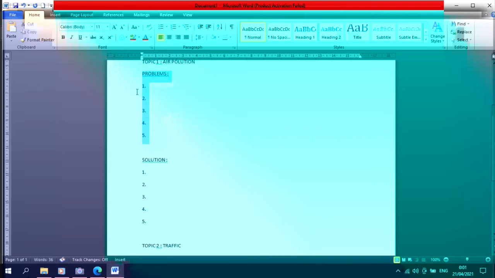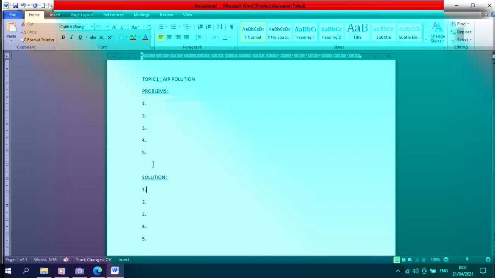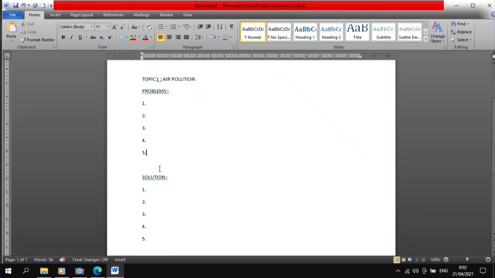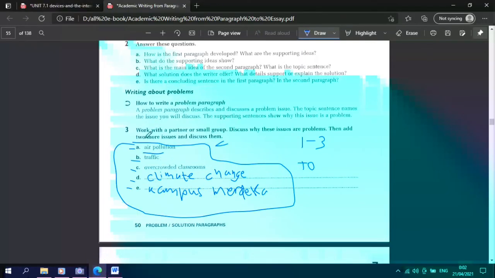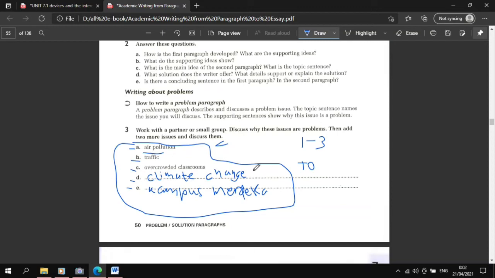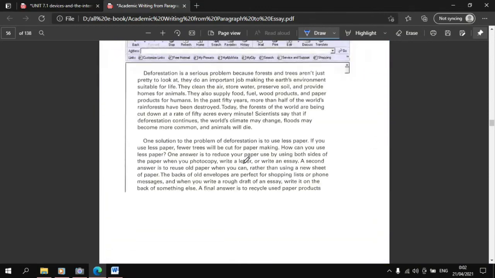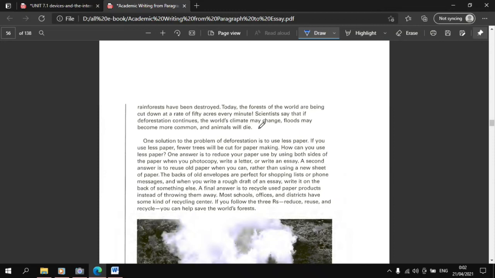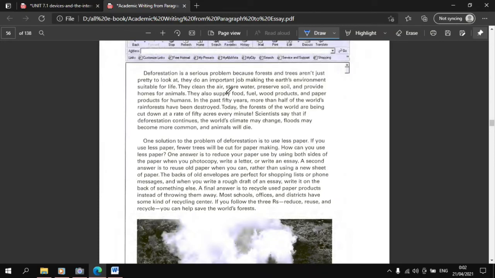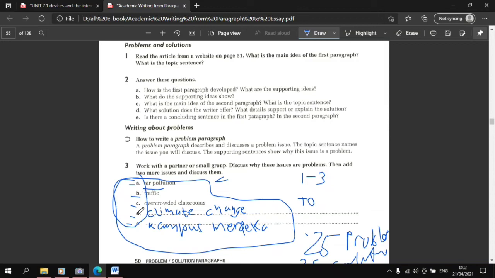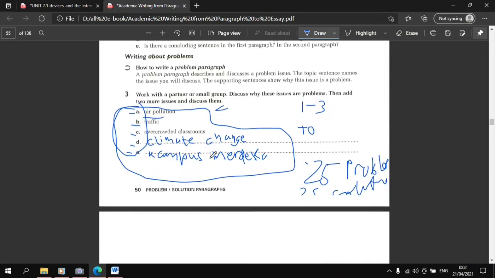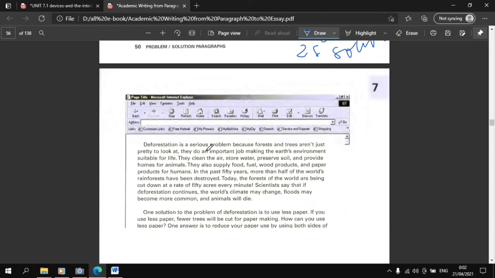At least 5 problems for every single topic. More than 5 is good, but at least you have to make it 5. So 5 problems, 5 solutions, and 5 topics, so you have to find at least 25 problems. Because after that we will start to write a problem and solution paragraph from the topic that you have explored with your friends. So this will be the theme that you choose later on. Later on I will explain how to write, and we will start to write the problem and solution paragraph.